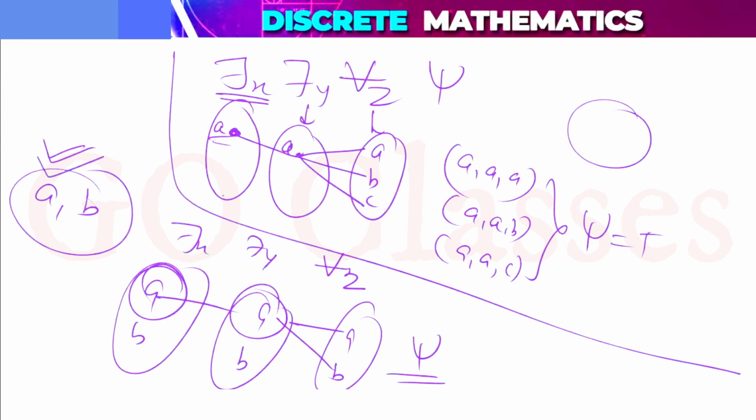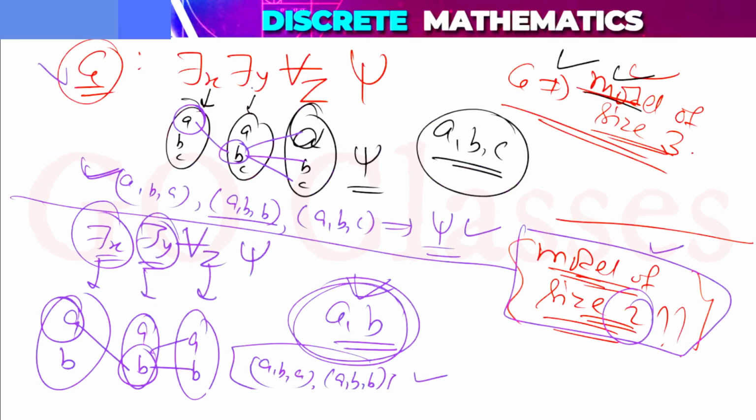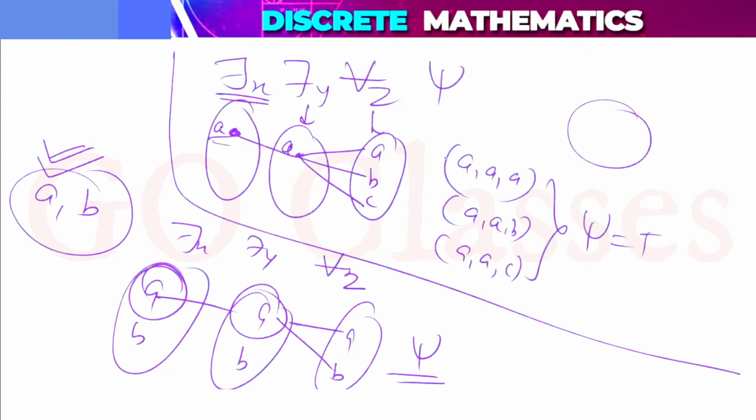Is this point clear? Are you getting what I'm saying? Let me know. When you have this formula g, the formula that I have taken, if it is given that there exists a model of size 3, then definitely there exists a model of size 2 also. This model of size 2 I can guarantee. Remember, a model of size 1 I cannot guarantee, but a model of size 2 I can guarantee.